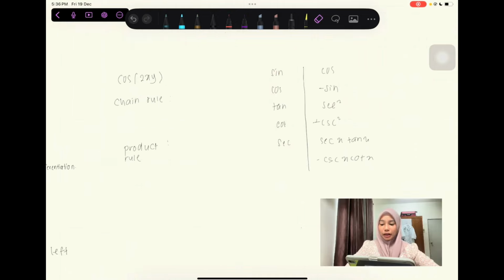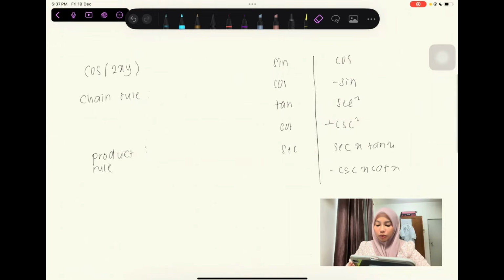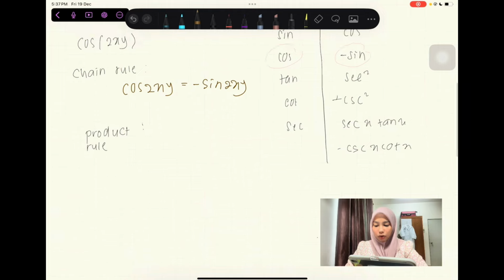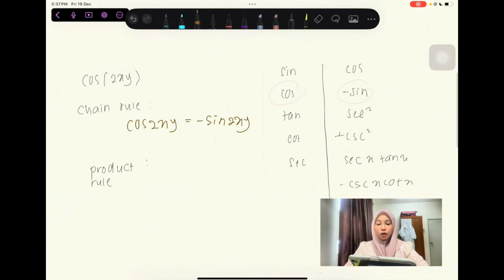Okay, for the second one, we need to use two rules, which are chain rule and product rule. Okay, so first we use chain rule for cos 2xy. If we differentiate cos, we will get negative sin. So cos 2xy equal to negative sin 2xy. So the second one, we use product rule for 2xy. By the way, cos 2xy is a constant.